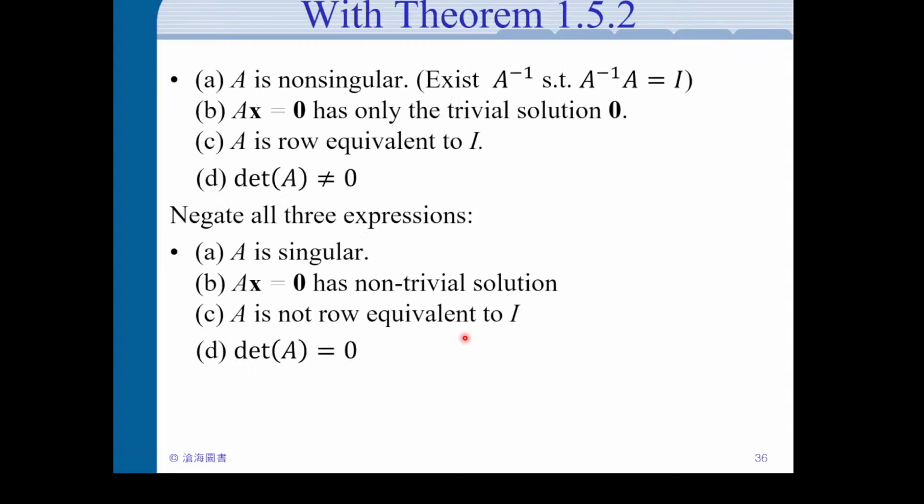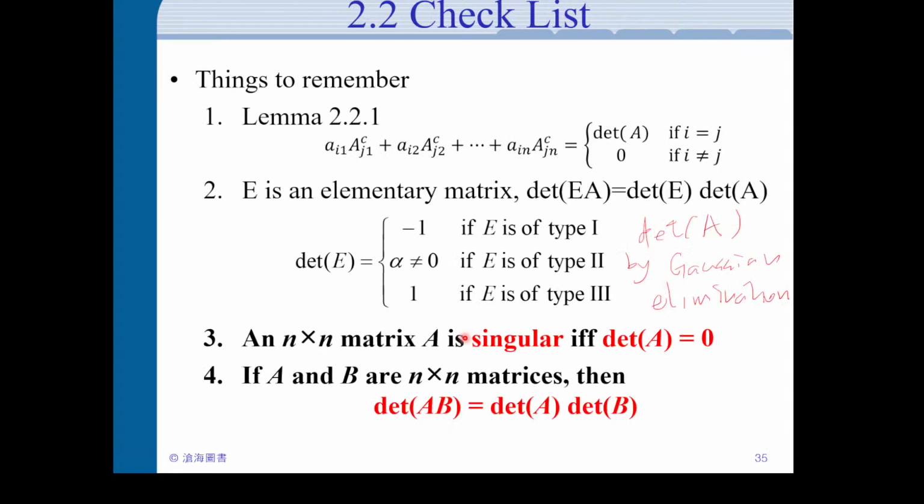And anyway, so we have, oh, well, 1.5.2 is here, I forgot, sorry. And we have our 2.2 checklist. So we have this lemma that's, I guess, not so important to remember. But anyway, we use this lemma to prove that when we have an elementary matrix E, the determinant of EA equals determinant E times determinant of A. And also it's nice to know that the determinant of E is one of those three things.